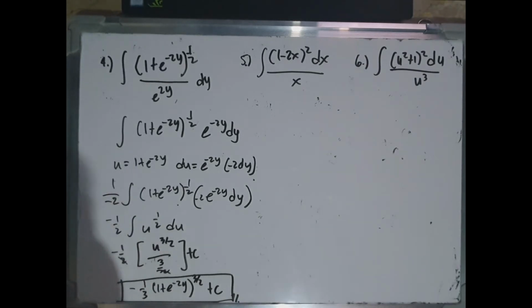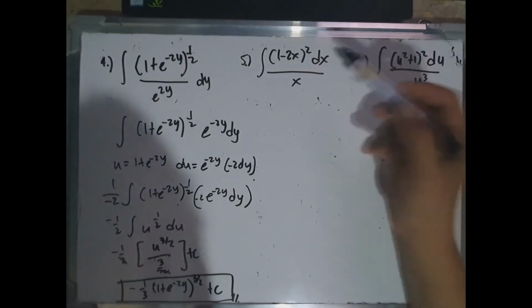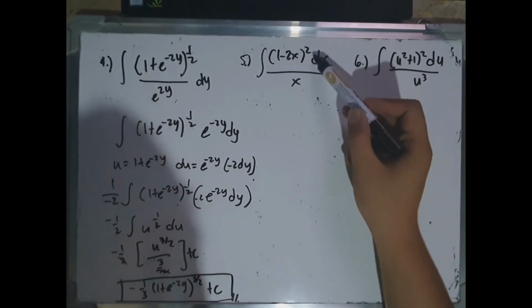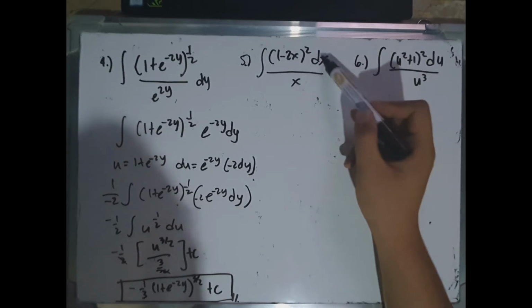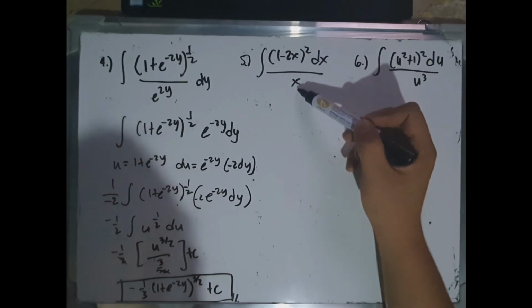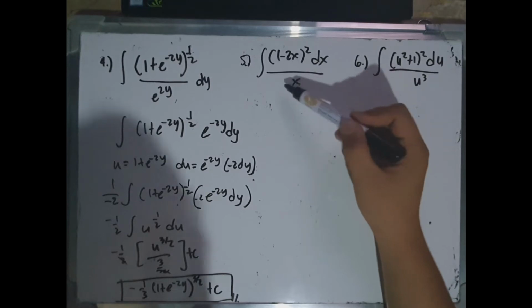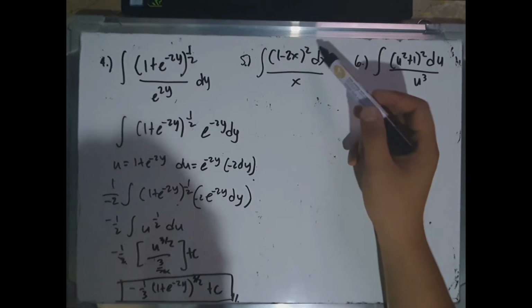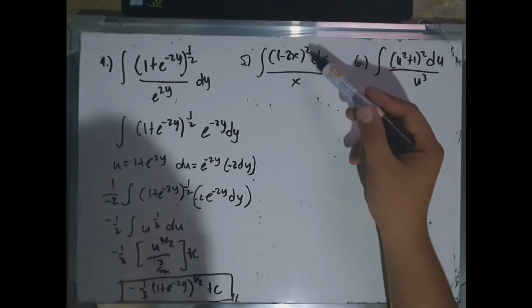Now solving number 5. Number 5, we have the integral of quantity 1 minus 2x, quantity raised to the power of 2, dx over x. Now if we choose this one as our u, then this right here will not be our du. What would happen to the denominator x? So this type of problem, we will be first expanding this quantity raised to the power of 2.